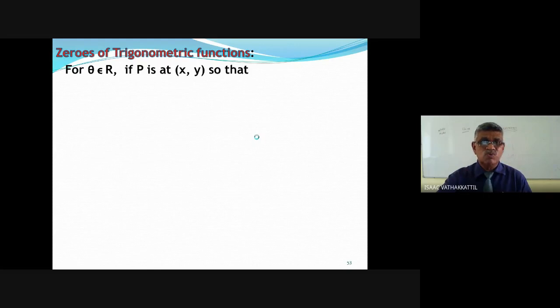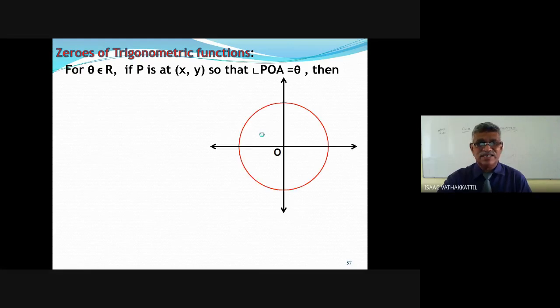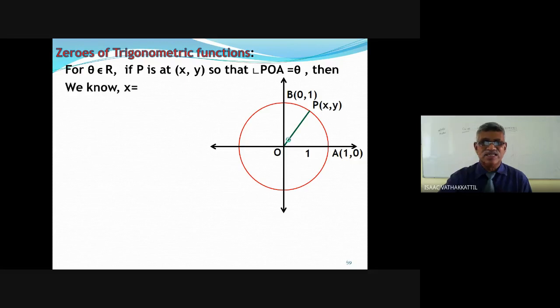For theta belongs to R, P is at (x, y), so the angle POA is theta. Then cos theta is x and sin theta is y. We know it. X equal to cos theta, y equal to sin theta. We know now this unit circle and all, I will be drawing many times. X equal to cos theta, y equal to sin theta.